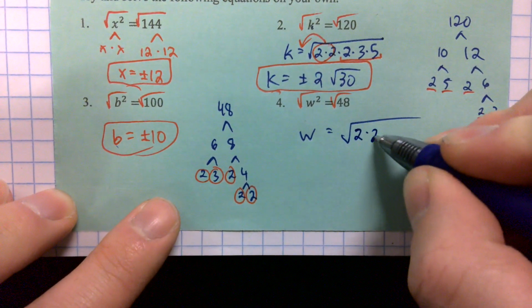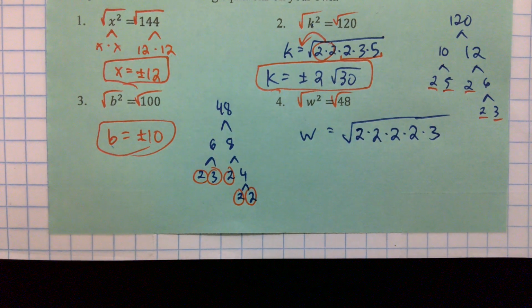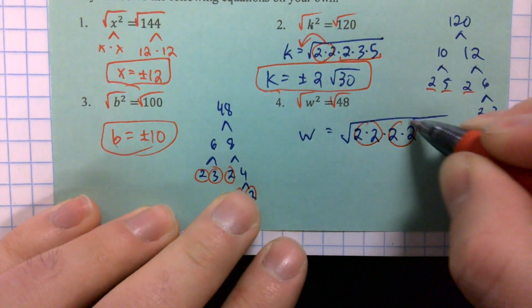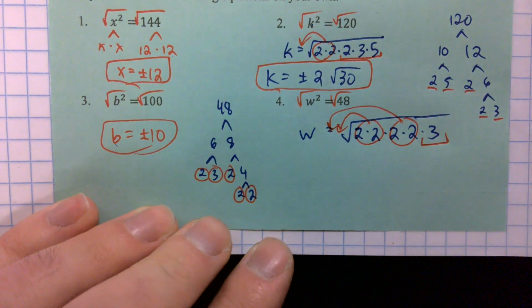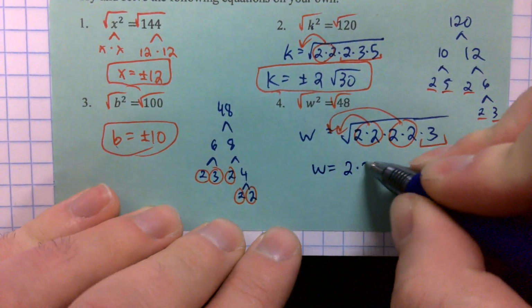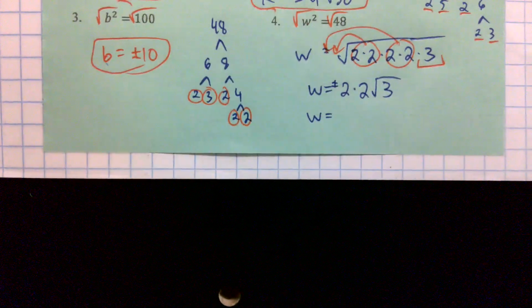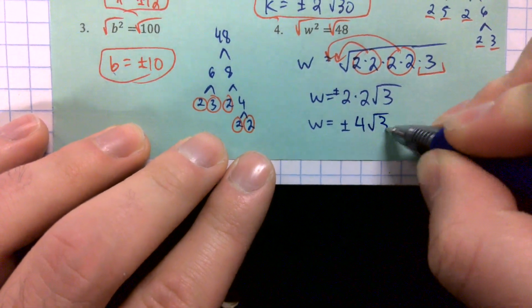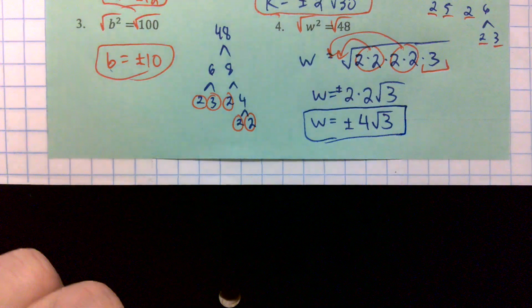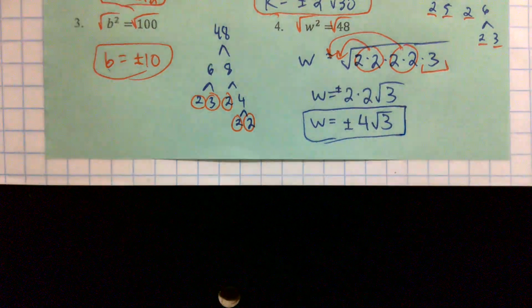Inside my square root, I've got four 2's, along with a 3. Are there any pairs I can circle up and bring out? Yes, I've got 2 pairs of 2's. We leave the 3 alone. Great. What happens to my two 2's in front? We multiply them. And we get w equals what? Who's got my final answer here? Plus or minus 4 root 3. That's how we say it, because saying 4 times the square root of 3 is too many words. Plus or minus 4 root 3 is our answer.